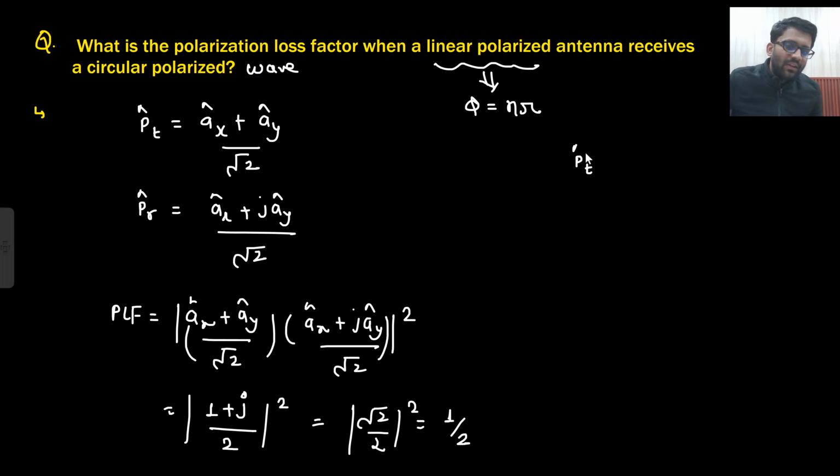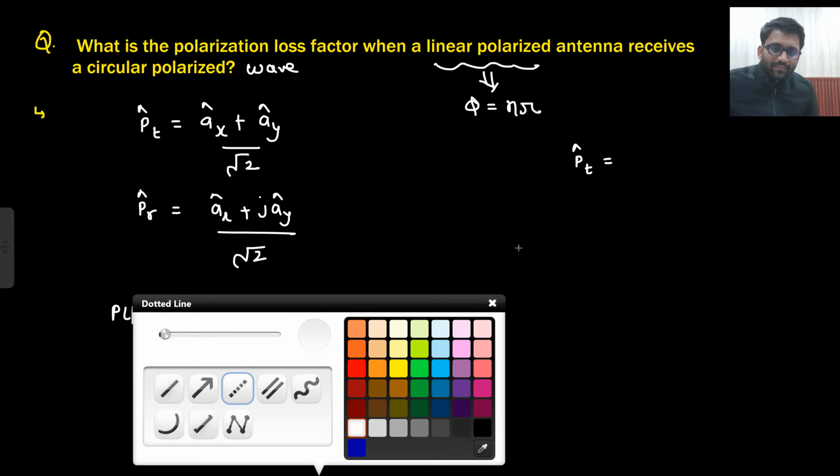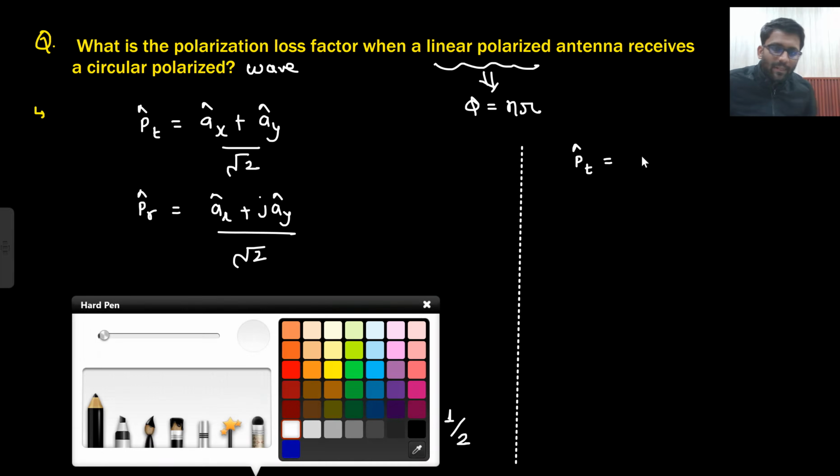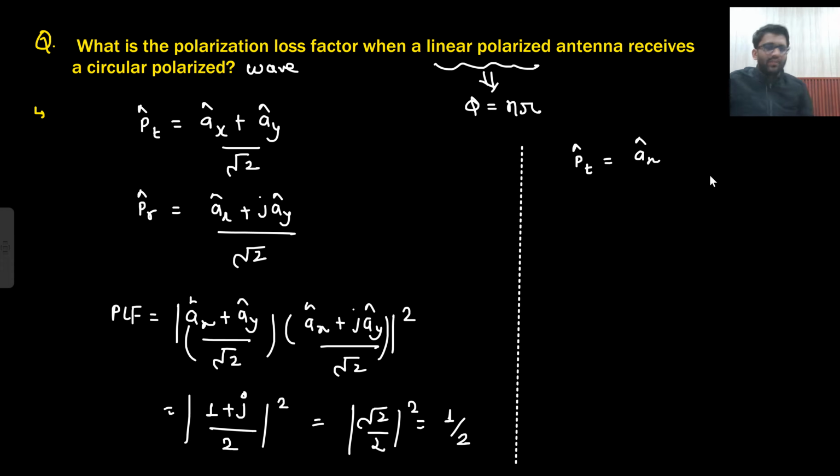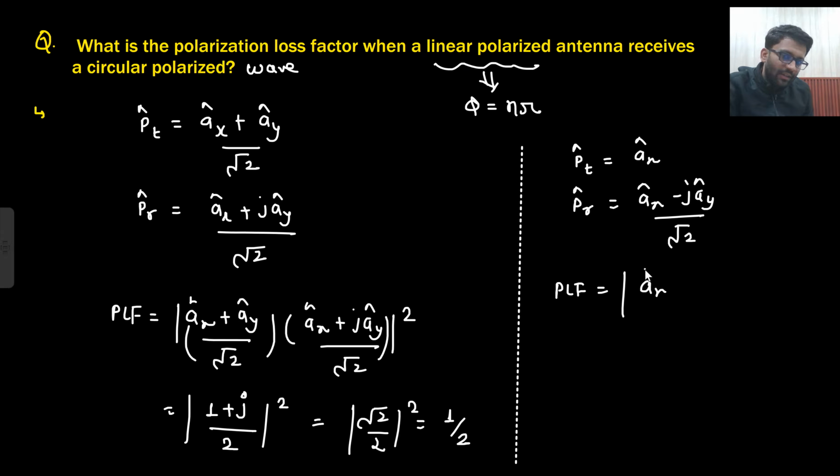You might be confused that, sir, what if this is my linearly polarized wave? This is also a linearly polarized wave. And what about the received wave? Let's just say I take this as something like this. Say yes or no, can I take in this manner? This is my received wave. This is my transmitted wave. So what will be my polarization loss factor? That would be ax cap dot (ax cap minus jy) divided by under root 2, and the whole square is also there.